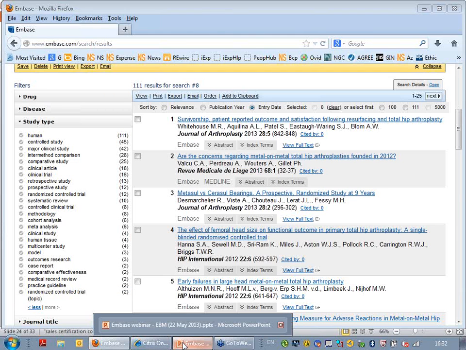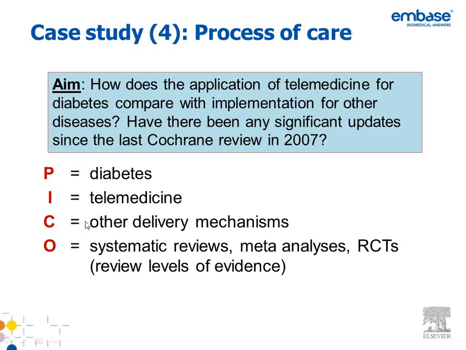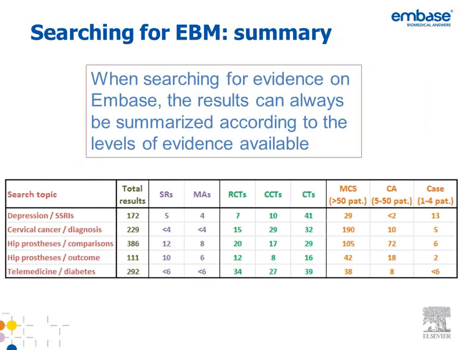So what I'd like to do just finally before moving on to questions is to come back to the presentation. As a summary, when you search for evidence on Embase, the results can always be summarized according to the levels of evidence available. If you take the 4 searches that I prepared, and for hip prostheses I divided that into 2, one with treatment outcome and one simply with the comparisons, then have a look and see how many of the searches have been identified as systematic reviews, meta-analyses, randomized controlled trials, controlled clinical trials, major clinical study, clinical article and case reports. So these last 3 are the ones which differentiate between different numbers of patients in the study.